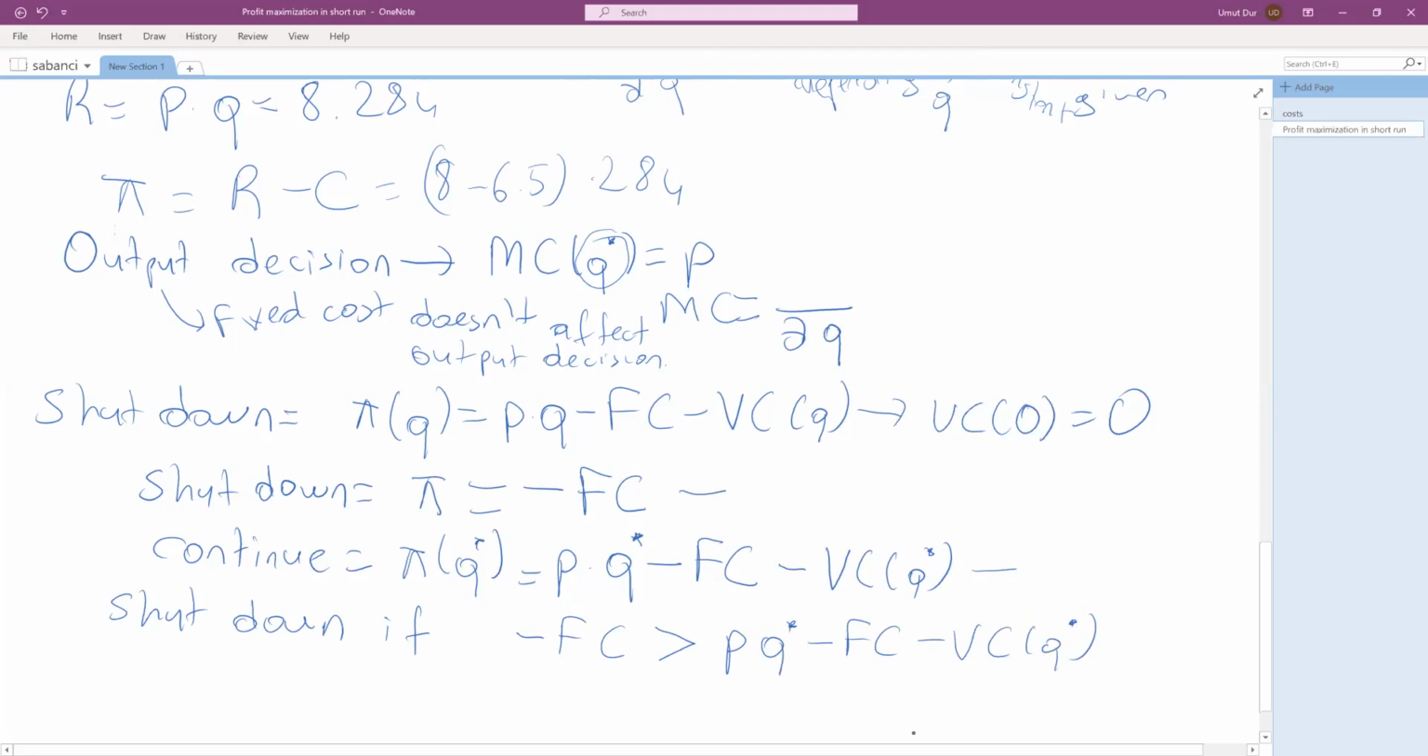Output decision. So we first find the output decision. As long as I am producing, what will be my optimum output decision? What you are doing is finding the maximum profit when you are continuing.